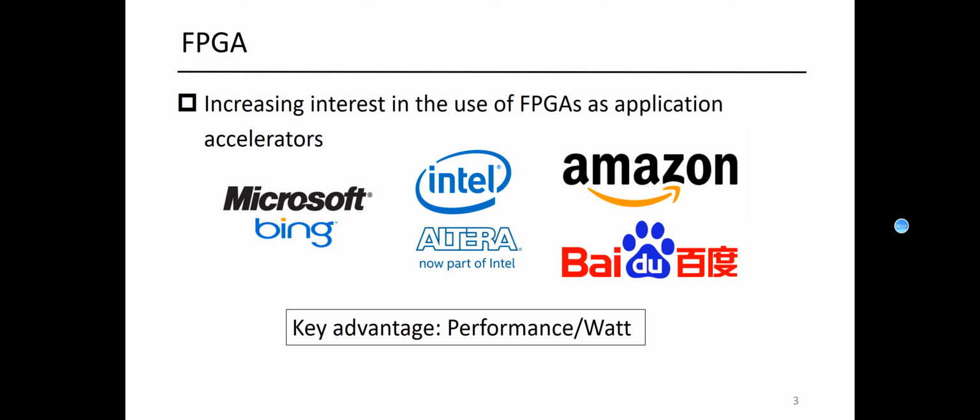FPGA is a programmable fabric able to provide a better trade-off in terms of cost, power, and performance compared with general purpose processors. There is increasing interest in the large-scale use of FPGAs as application accelerators, especially for data centers. For example, Microsoft uses FPGA to accelerate the Bing search engine. The key advantage of FPGAs is to provide high performance per watt.